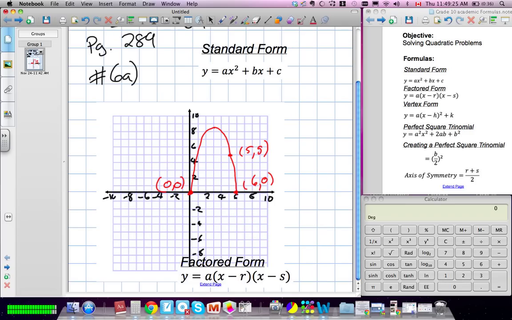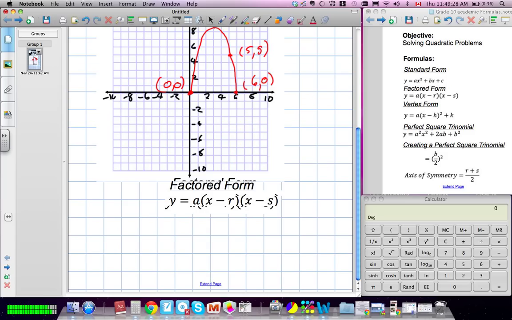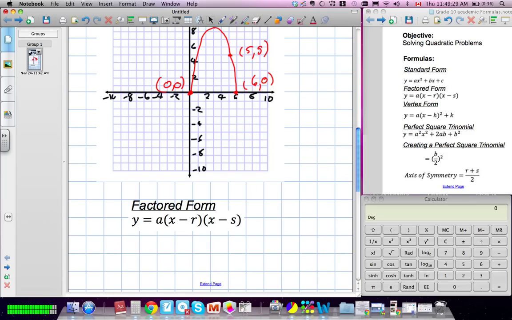So we're going to use our factored form to solve this question. Now, for factored form, we need to replace the r and the s. So I'm going to call this point r and this point s. So r is 0. That's the x value of r. And the x value of s is 6. We're going to replace the r and the s in factored form with those numbers. So we have y is equal to a times x minus 0, times x minus 6.